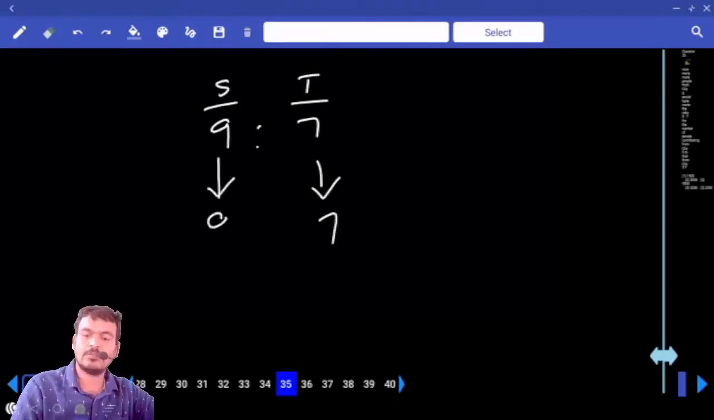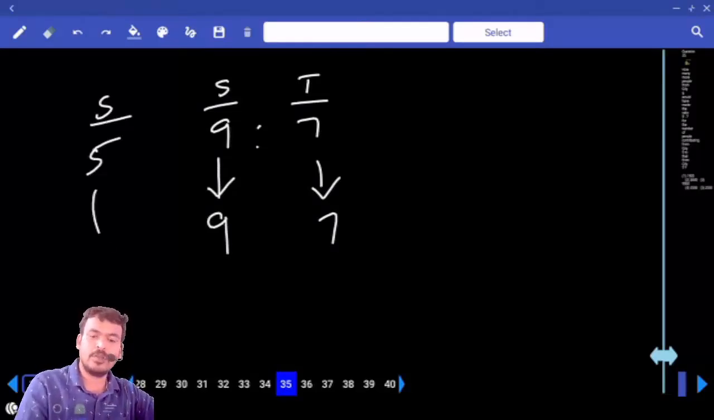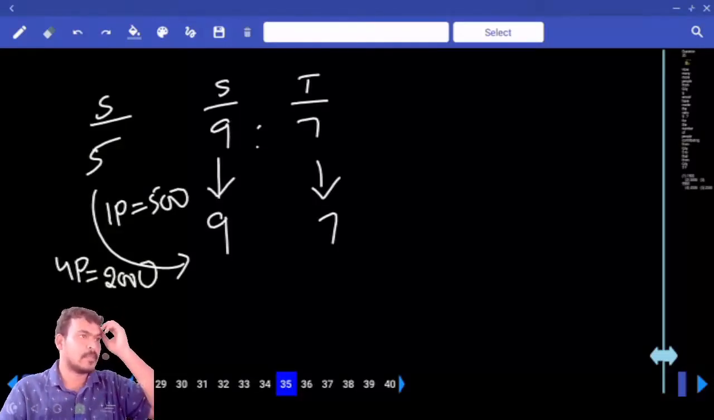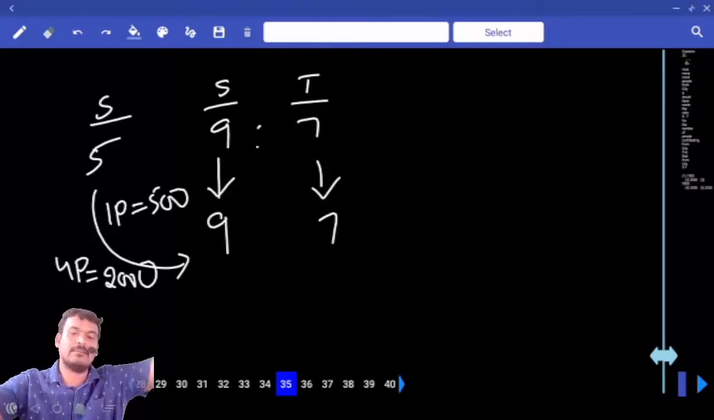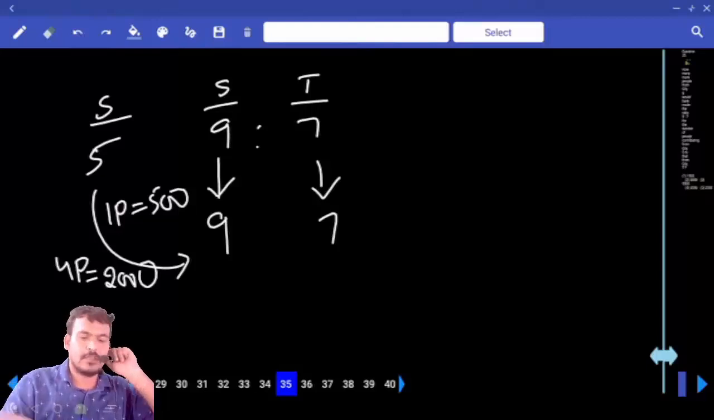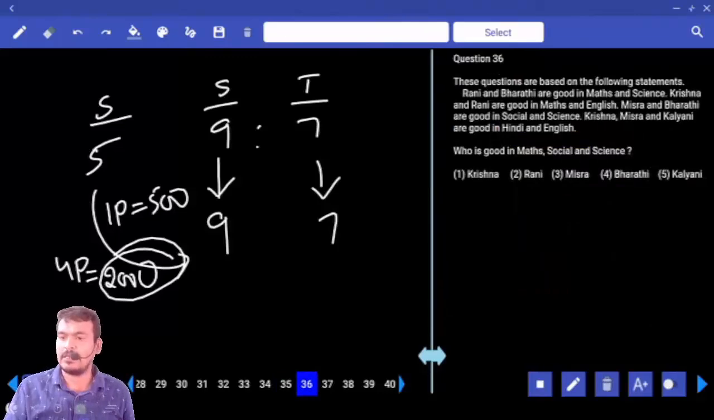Already we know 7 parts value is 7, then 9 parts are 9. But actually S is how many parts? 5 parts. How many parts are extra? 4 parts. What is the 1 part value? 500. What is the 4 parts value? 2000. So the S value should be 9 parts, but actually it is 5 parts. 4 parts extra, so 2000 more. Next question number 36.